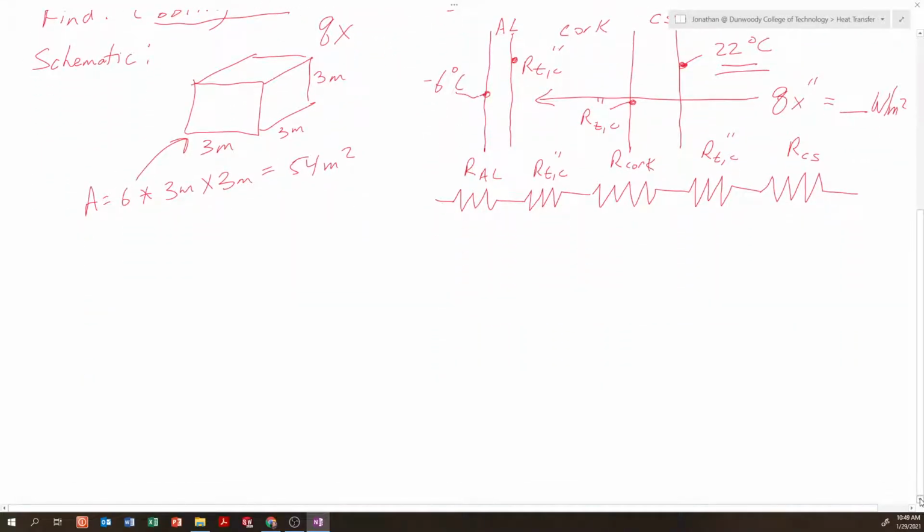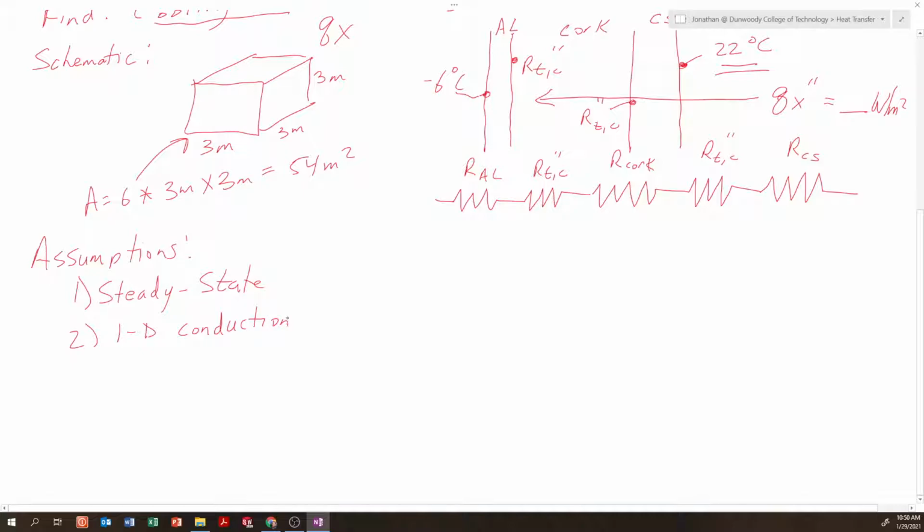All right, so now our analysis section, our assumptions and properties. So our assumptions, we were told some of them. Assumption 1 is steady state, so our temperature is not changing over time. Another assumption we might want to make is one-dimensional conduction.